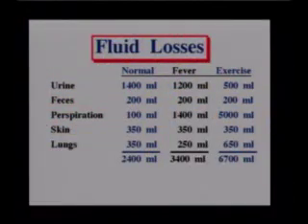Now, if we look at losses, you don't have to memorize this entire slide here. What you need to know is that if a patient has a fever, their fluid losses increase. So what would you do for people with fevers? You would hydrate them. If a patient is exercising vigorously, their fluid loss increases. So what would you teach people to do if they're exercising a lot? Hydrate, drink fluids. And that's probably enough to recall from that.